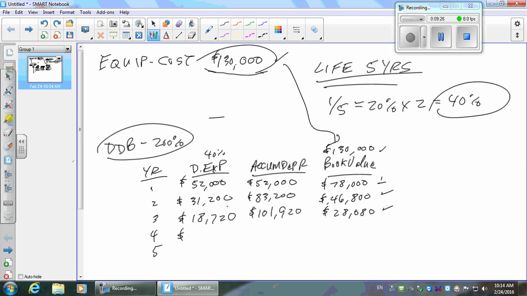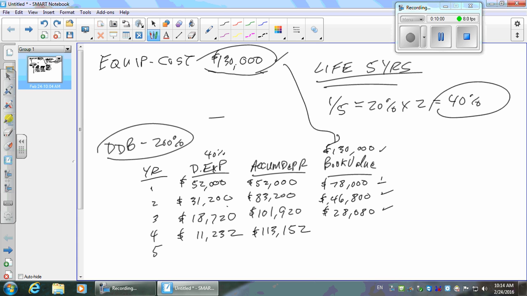28,080 times 0.4. 11,232. Excellent. Okay? Debit depreciation expense, credit accumulated depreciation, right? Now what do we have? 101,920 plus 11,232, I guess. How much is that? 113,152. Okay, everybody got it? That'd be accumulated depreciation at the end of year 4.